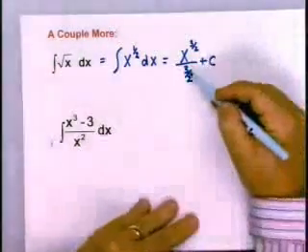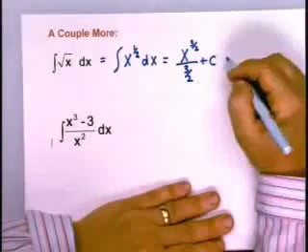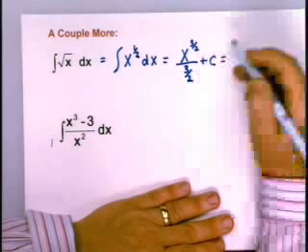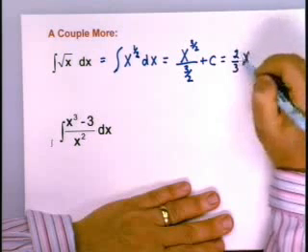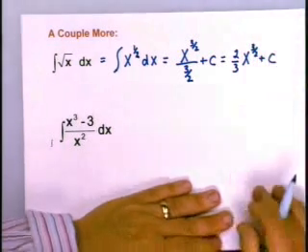You never leave a fraction in the numerator or denominator. This expression is a complex fraction. It needs simplified. So I'm going to divide this by 3/2, which means I multiply by 2/3. So my answer would be 2/3 x^(3/2) + c.